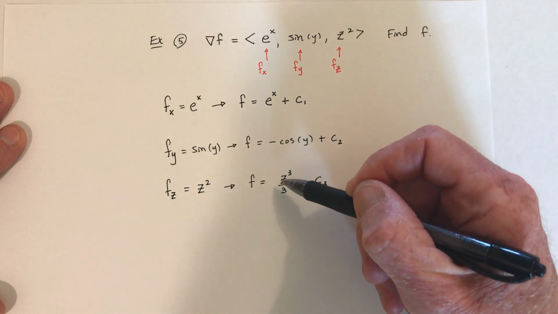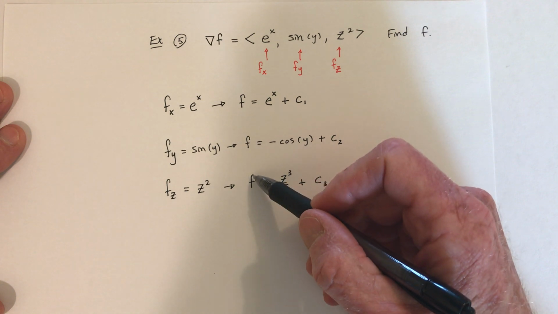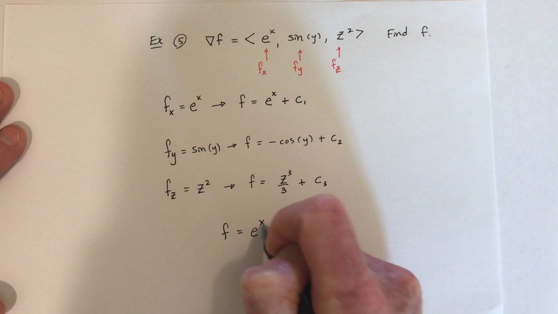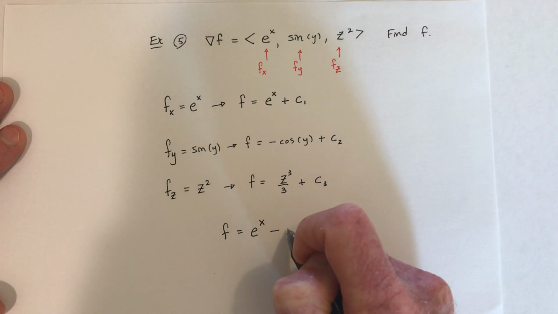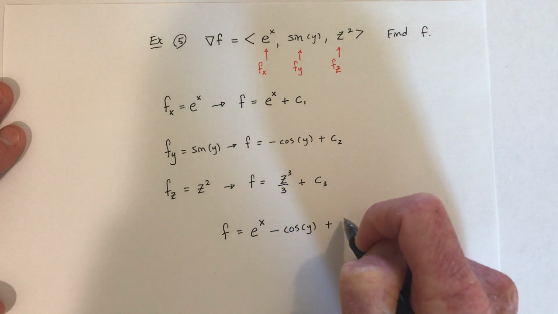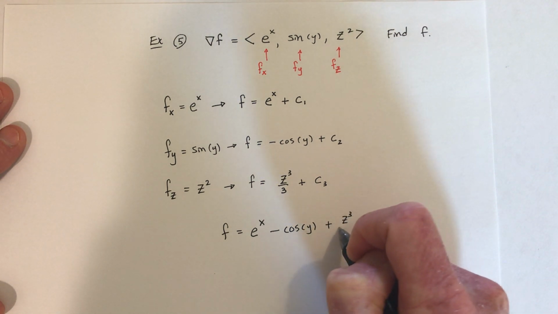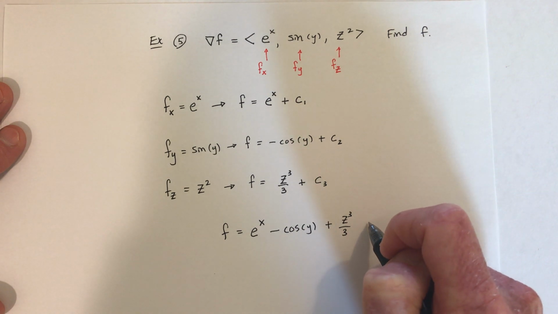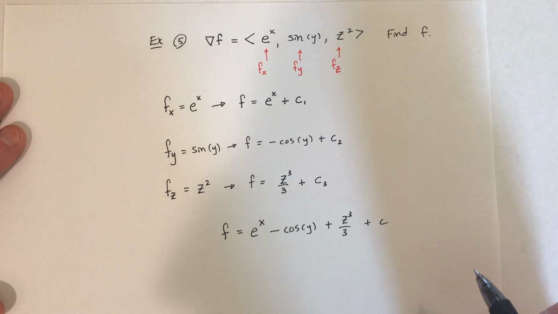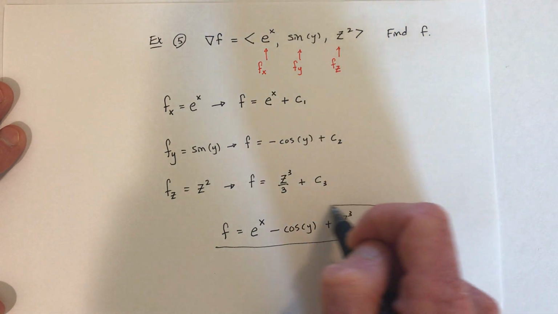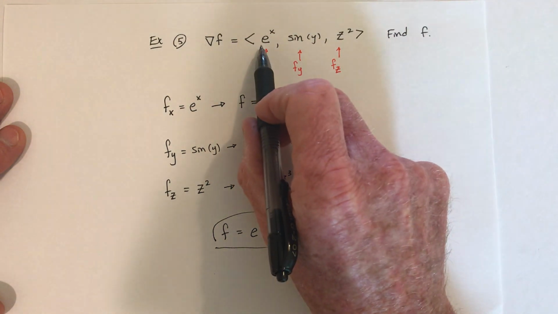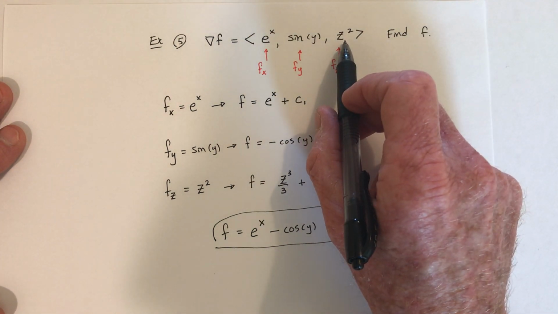Now put all three of these together because they all tell you what f has to have. So f has to have an e to the x. It also has to have minus cosine of y. And it also has to have z cubed over 3. And if there is a number at the end, like plus 12, that would be fine also. So if you find the gradient of this, you'll find out it equals that.